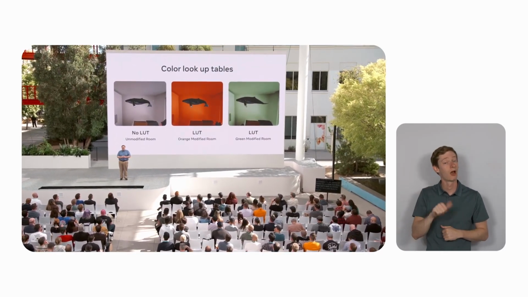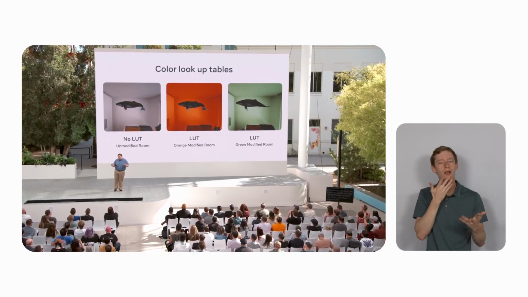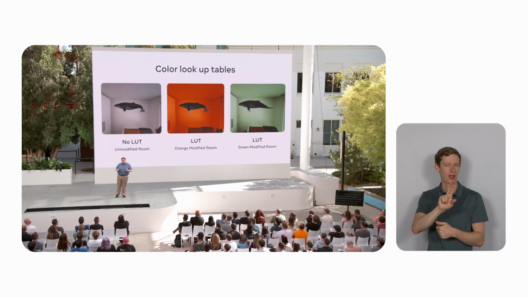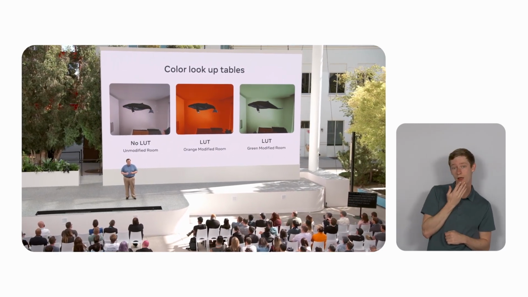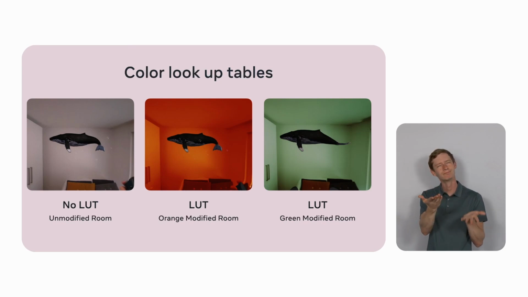Another new API I expect to see used in some creative ways is color lookup tables, or LUTs. Basically, this allows you to specify a mapping from one color to another for pass-through purposes. The simplest example? Imagine a scenario where you map all the green to red, and now all the plants around you in reality are red instead of green.